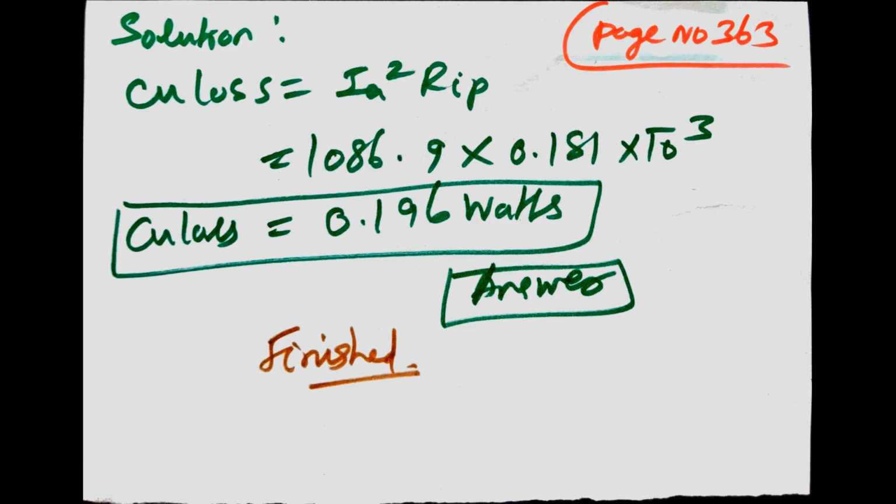Continuation of solution. Copper losses is equal to I_a squared into R_IP. 106.9 squared into 0.181 into 10 power minus 3. That is, copper loss is equal to 0.196 watts. That is, the lesson on interpole is finished.